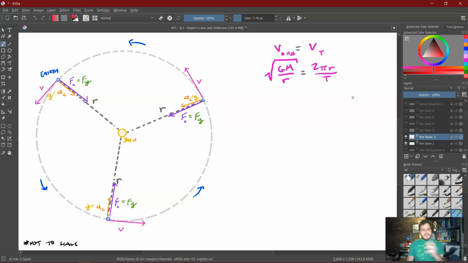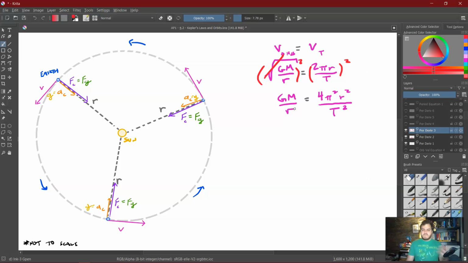How can I get something useful out of this? Let's go ahead and get rid of the square root. So I'm going to square both sides of this. When I square both sides, the square root goes away. And when I square the other side, remember you have to square every individual piece. So you're going to get 2 squared, pi squared, r squared, period squared. And in fact, we're going to get something that looks like this. Now we have GM over r is equal to 4 pi squared r squared over the period squared.